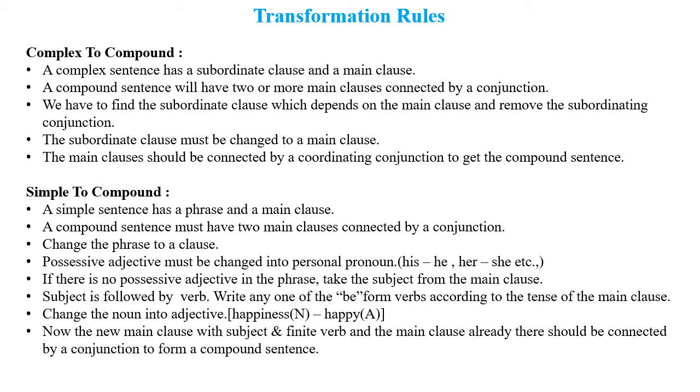Next, simple to compound. A simple sentence has a phrase and a main clause. A compound sentence must have two main clauses connected by a conjunction. Change the phrase to a clause. Possessive adjective must be changed into personal pronoun. If there is no possessive adjective in the phrase, take the subject from the main clause. Subject is followed by verb. Write any one of the B form verbs according to the tense of the main clause. Change the noun into adjective. Now the new main clause with subject and finite verb and the main clause already there should be connected by a conjunction to form a compound sentence.